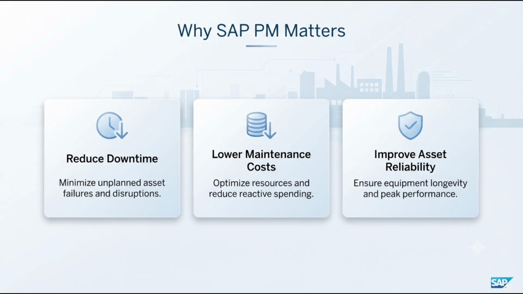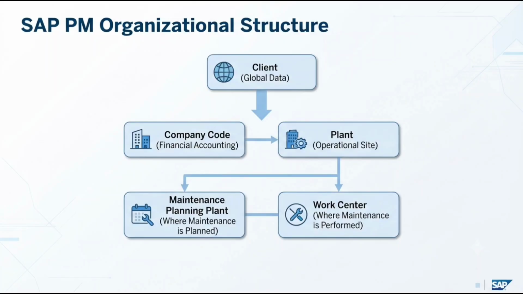Before creating any master data or documents in SAP PM, you must understand the organizational structure that supports the module. At the highest level sits the client, which is the entire SAP system. Below the client, we have company codes that represent legal entities. Then comes the plant, which is the central organizational unit for logistics and maintenance.